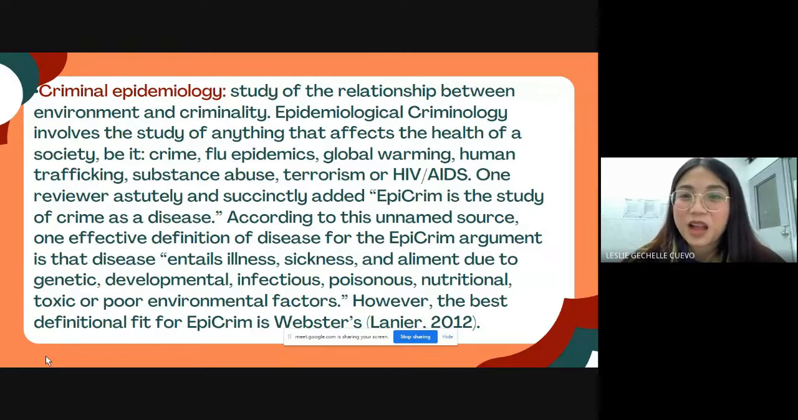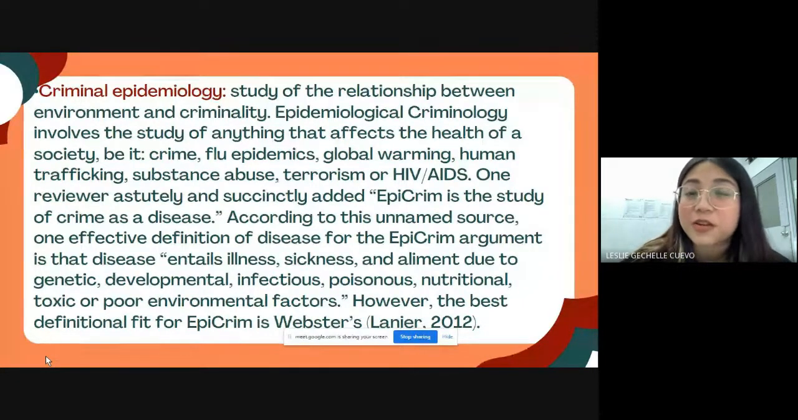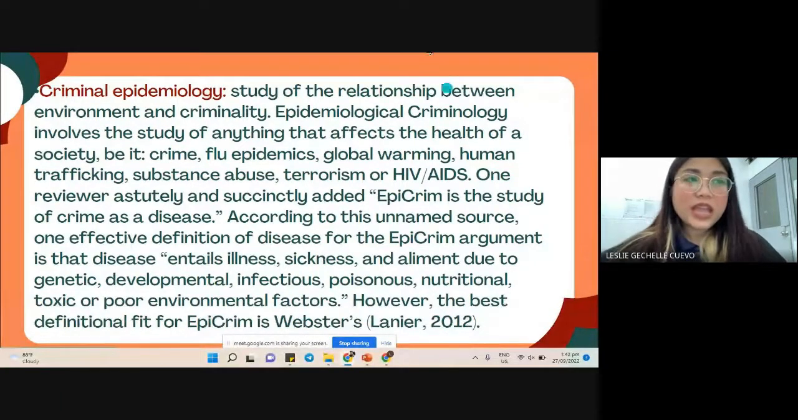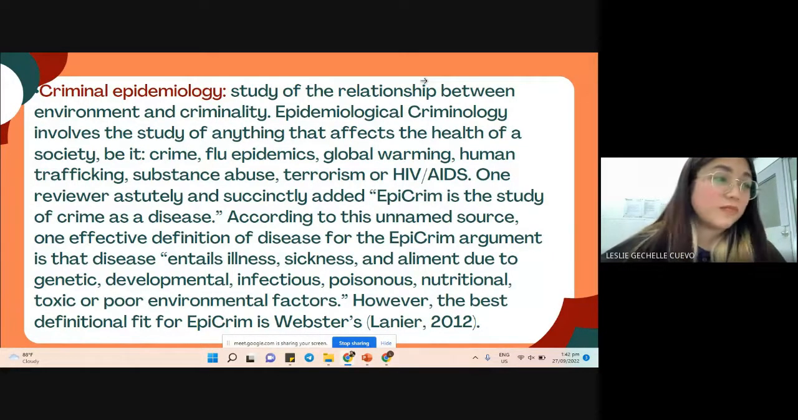So, according to this unnamed source, one effective definition of disease for the epicrim argument is that disease entails illness, sickness, and ailment due to genetic, developmental, infectious, poisonous, nutritional, toxic, or poor environmental factors. However, the best definitional fit for epicrim is yung sinabi ni Webster. Okay. Environment and criminality. So, specifically, yung health of a society. Yun.